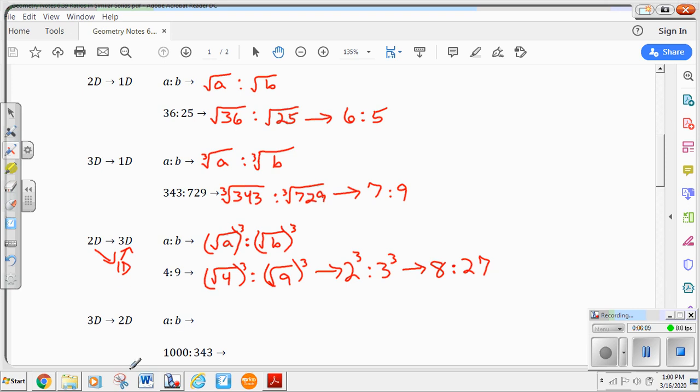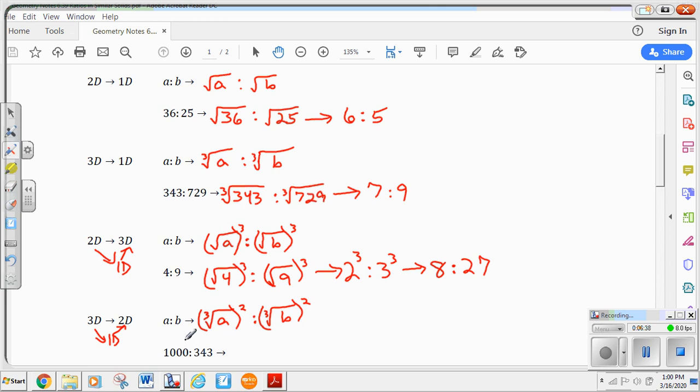From 3 dimensions to 2 dimensions, you also have to go through 1 dimension first. So from 3 to 1, we cube root the values. Then from 1 to 2, we square it. Cube root first, then square it.